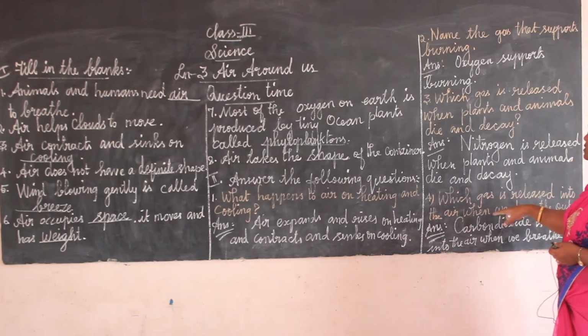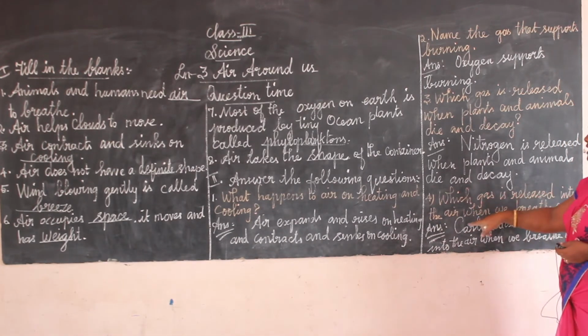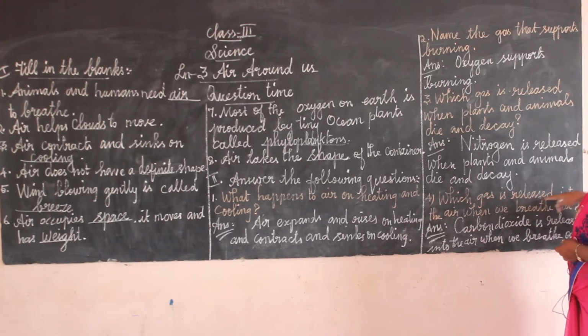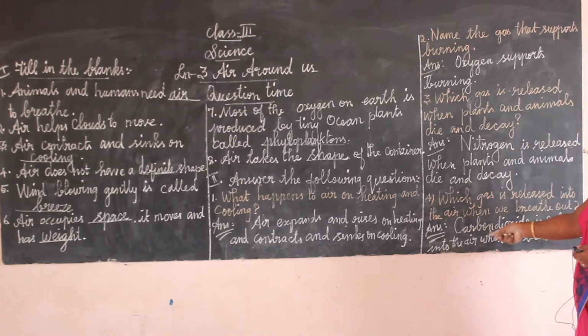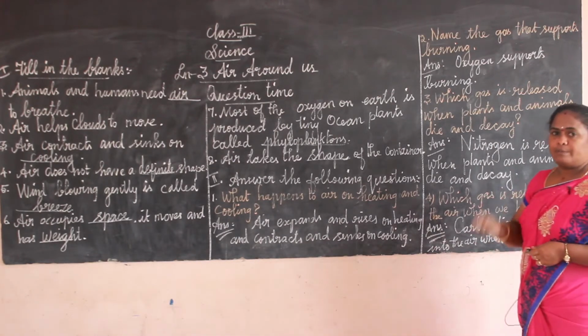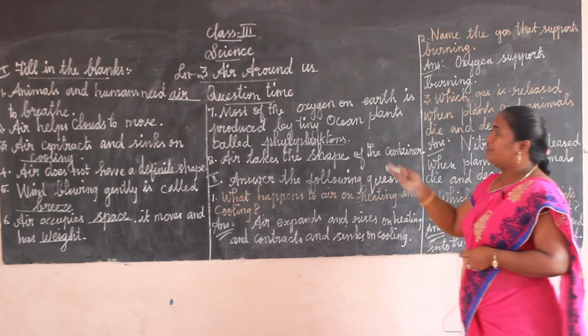At the next question, which gas is released into the air when we breathe out? Carbon dioxide is released into the air when we breathe out. Already you know we breathe out carbon dioxide. Once again I repeat, fill in the blanks.